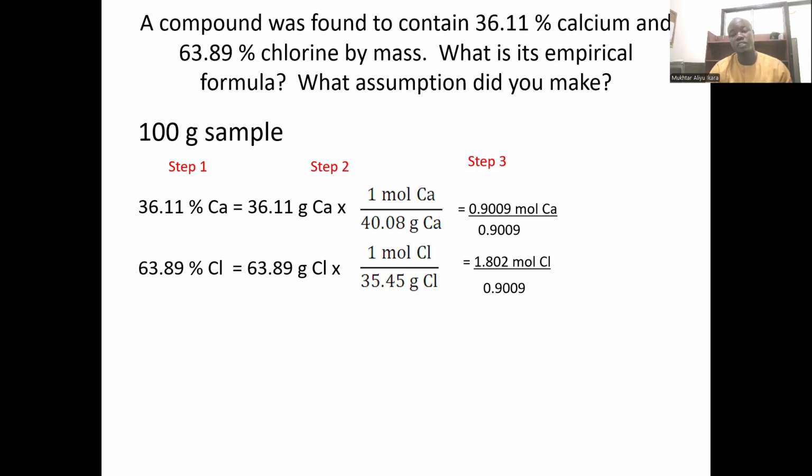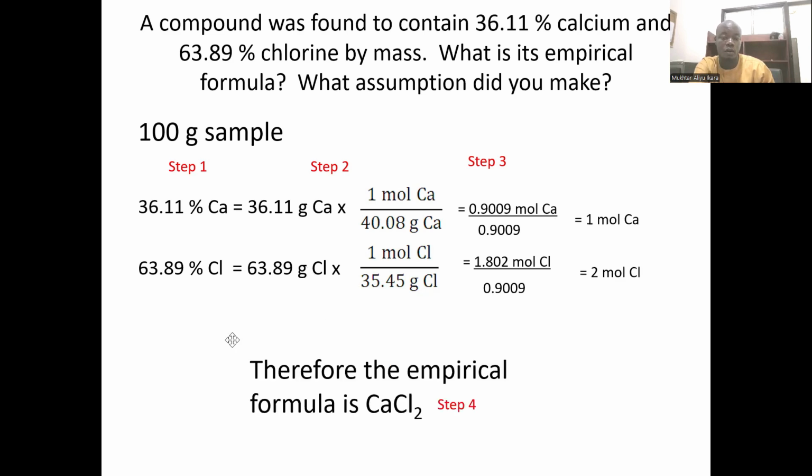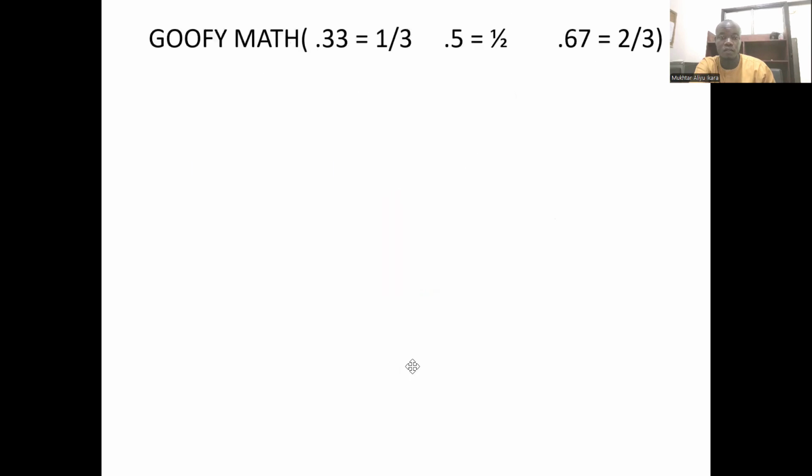So in this case, it means that you are going to divide the mole by the smallest mole. The smallest is 0.900. So that is why we divide that, and at the end, we are going to get our ratio. So here we have 1 mole, and for this one, we have 2 mole. So at the end, at step 4, the empirical formula is going to be CaCl2. So this is how to calculate the empirical formula.